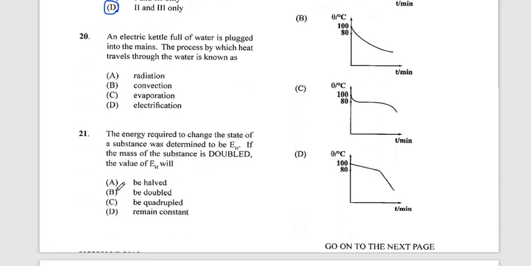Number 20. An electric kettle of water is plugged into the mains. The process by which heat travels through the water is known as convection. Number 21. The energy required to change the state of a substance was determined to be E subscript H. If the mass of the substance is doubled, the value of E subscript H will be doubled also.